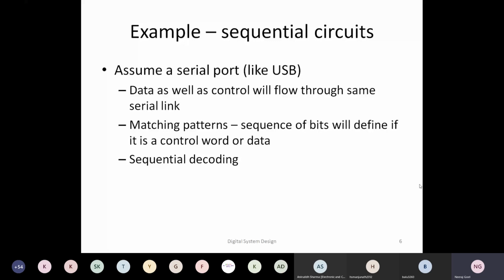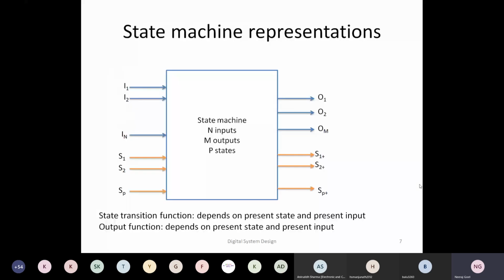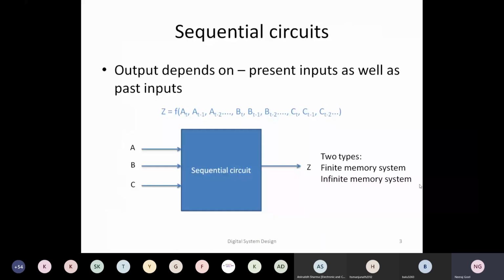Okay, so some more concepts. Let's say I have a sequential system; the representation certainly cannot be this one, where I say that A, B, C are the inputs and Z is the output. Your Z depends on some more things which are probably not explicit.